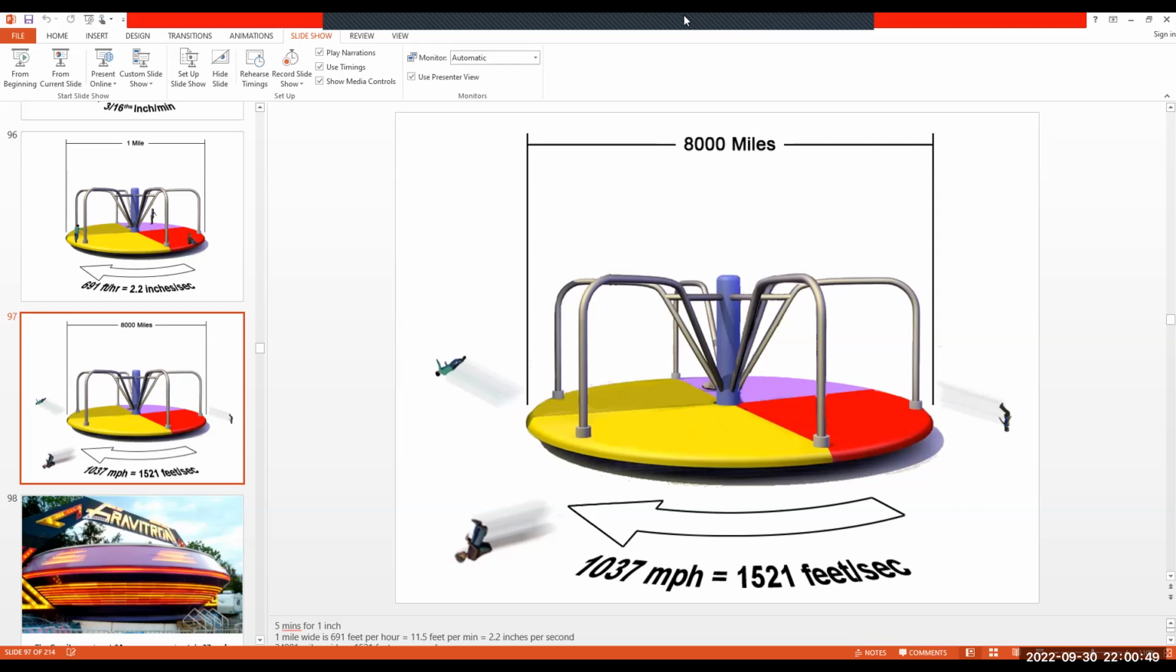6,000 miles in 6 hours, which equates to 1,000 miles an hour, which equates to 1,500 feet per second. Every second, you'll go over 1.5 kilometers. You're saying you're not going to feel that? Not at all. Okay, right, fair enough. Yeah, I don't know what to say.